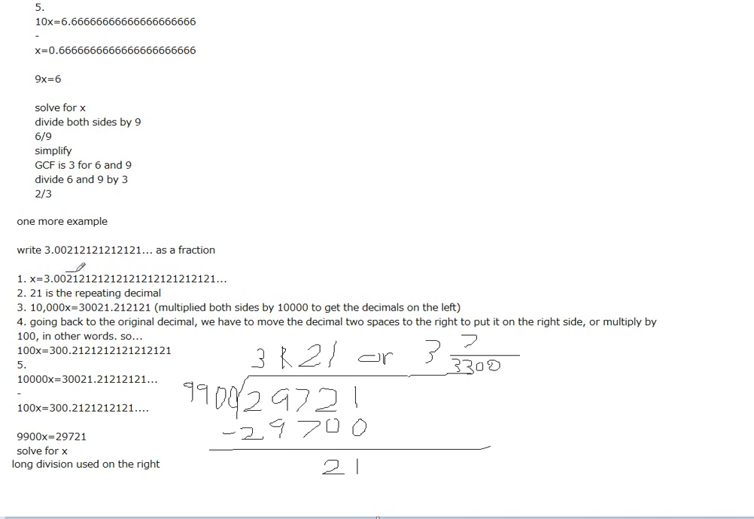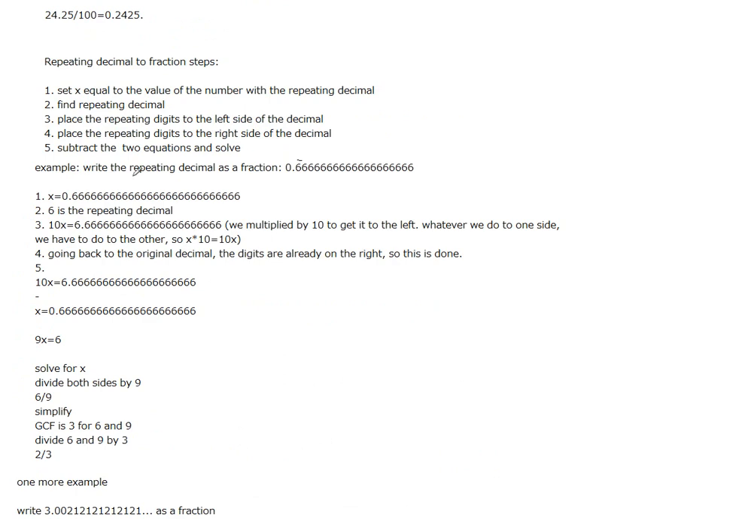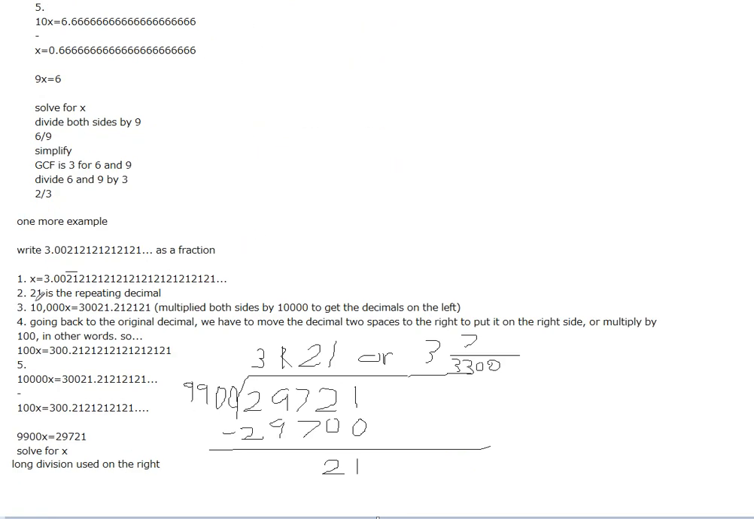You can also do this to highlight to see which one's repeating. So 21 is the repeating decimal. All right. So if you remember the instructions, we have to first put the repeating digits on the left side of the decimal. So in order to get 21 on this side, we had to multiply both sides by 10,000.